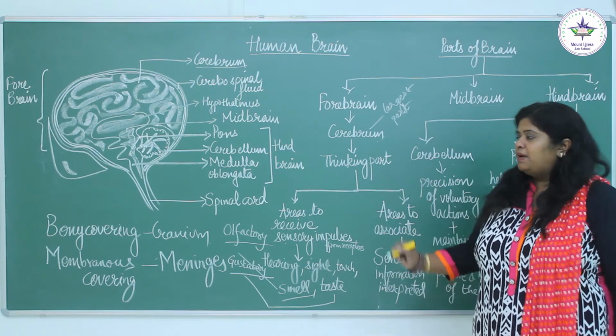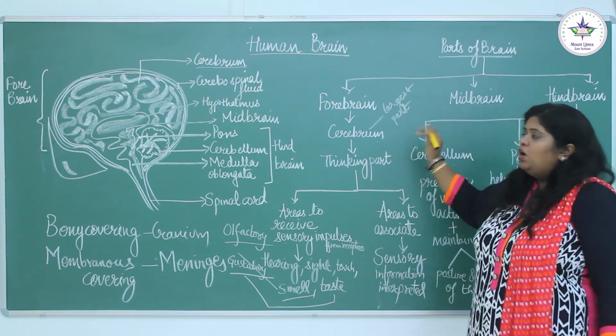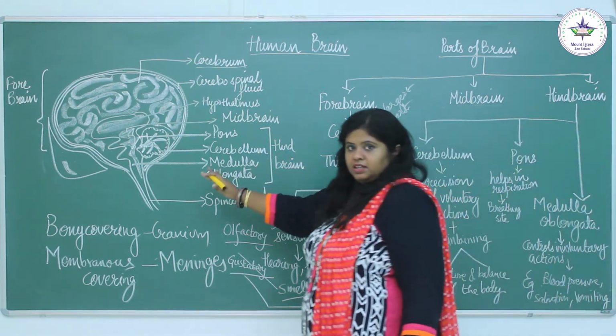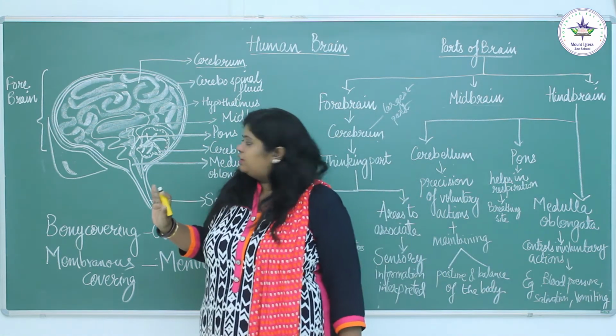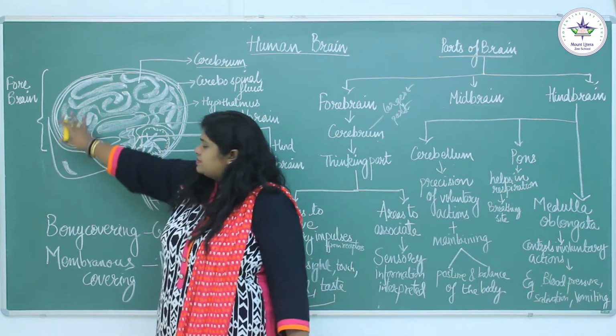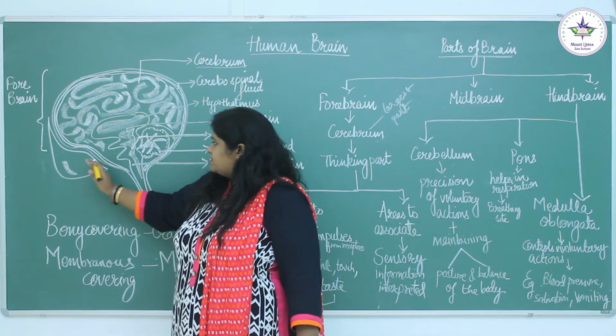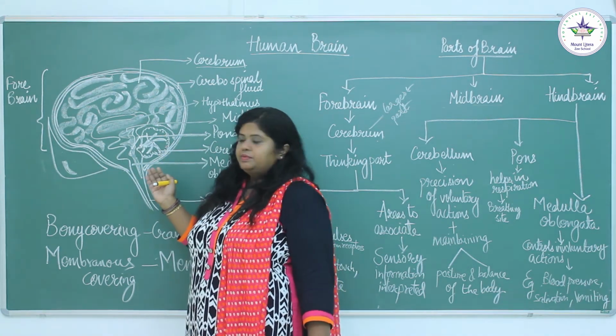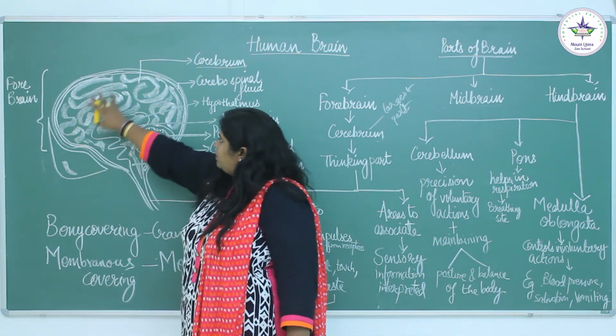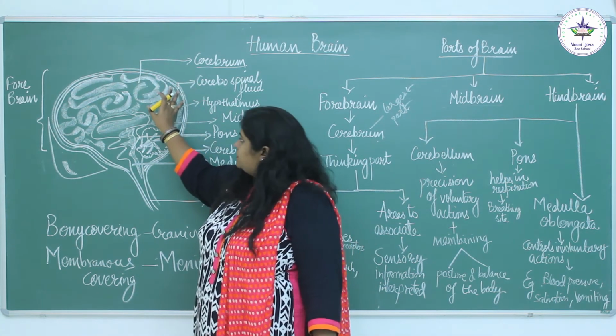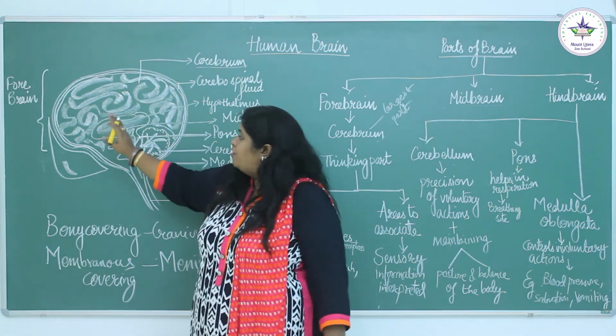Okay, let's map these parts of the brain on a diagram. So we have studied that there are three parts of the brain. If I see this diagram, this is the front part while this is the back part. So the major part of the brain, this area which you are able to see, this is your forebrain.